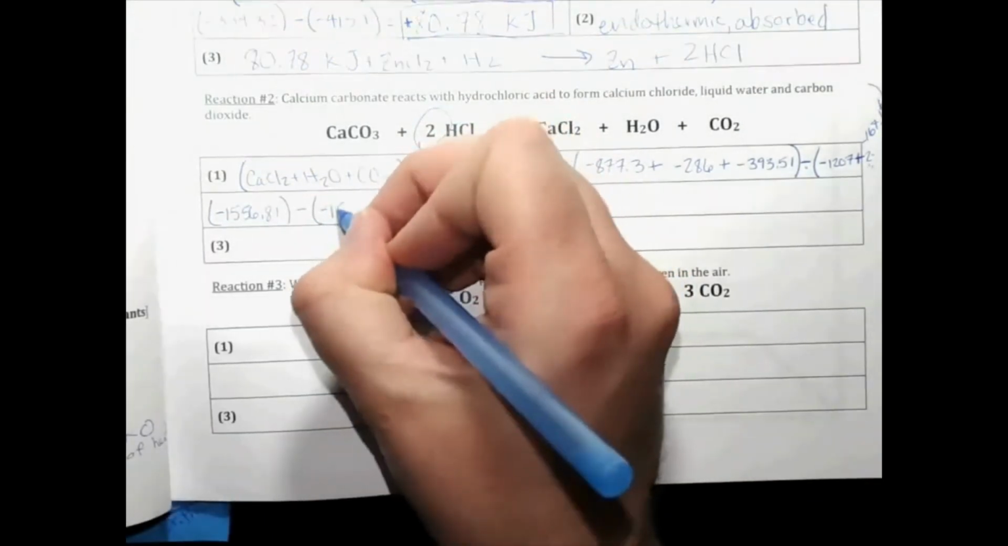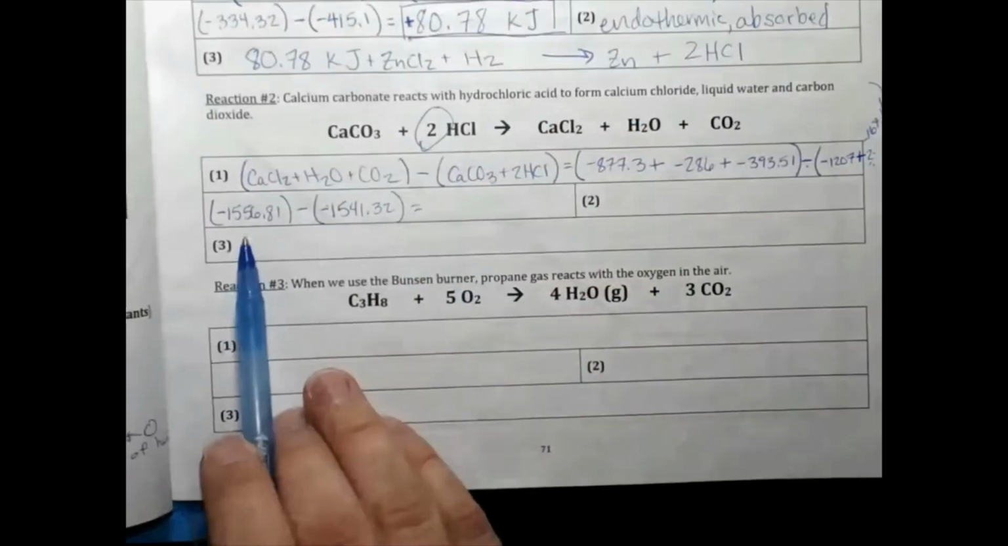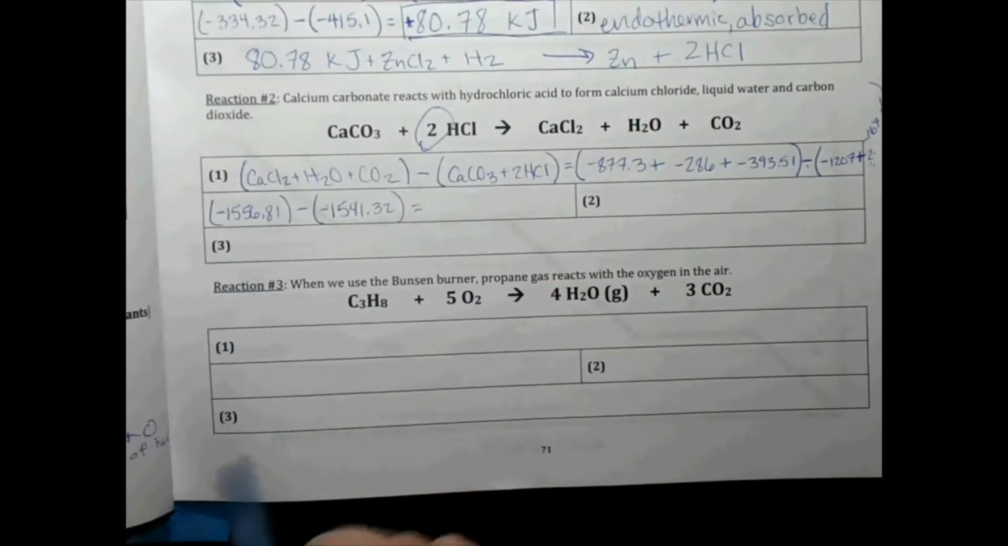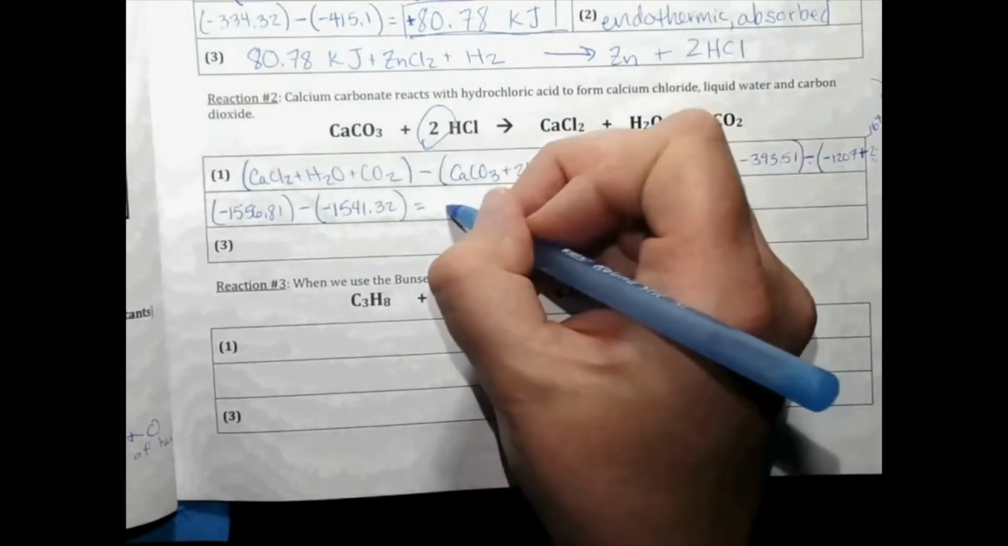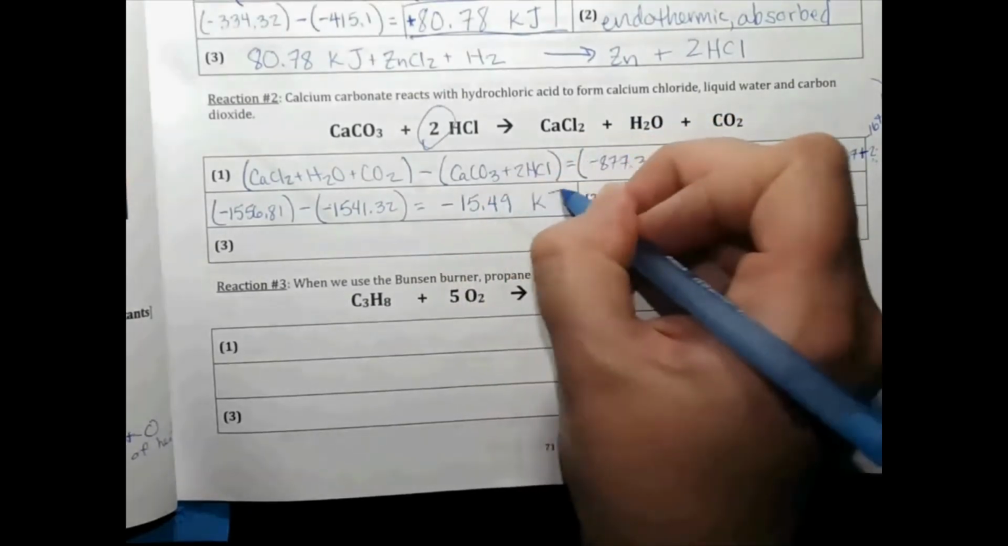is negative 1541.32. And then to get my final answer, negative 1556.81 minus negative 1541.32. Overall, that comes out to negative 15.49, and again, our units are going to be kilojoules, kJ.